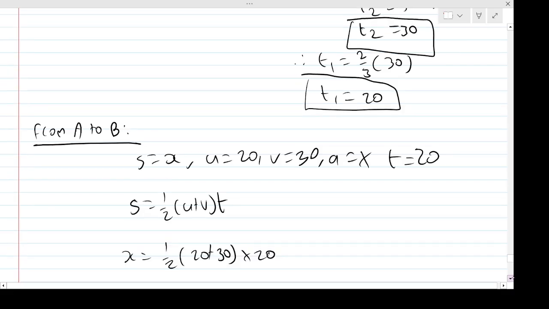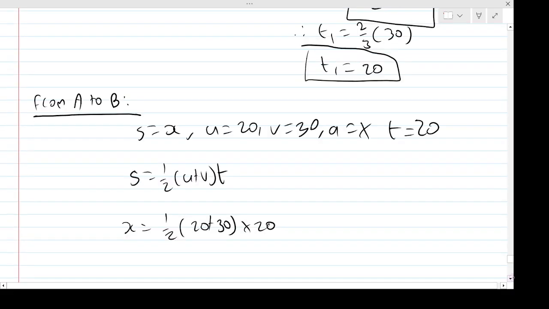And you can see why I needed to find the time, because again, the distance formula requires time. Anyway, if I do a half of 20 add 30 times 20, I get 500. And that is my distance from A to B. And there we are. Cool.